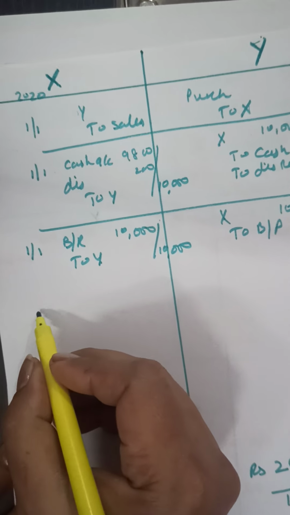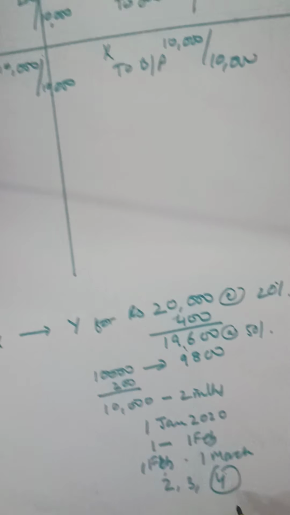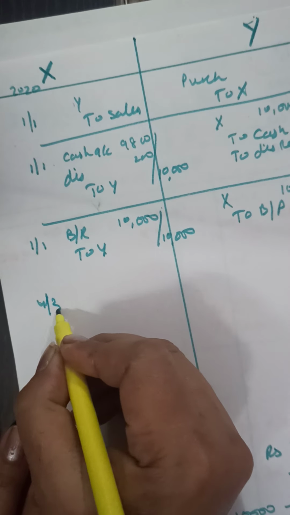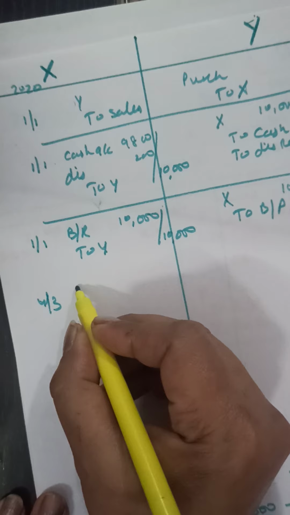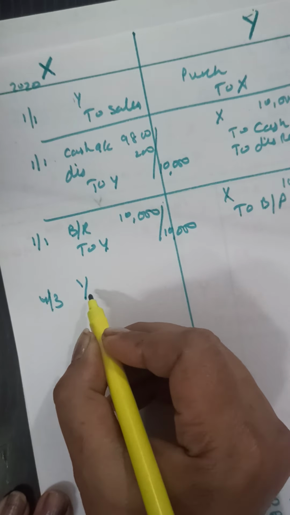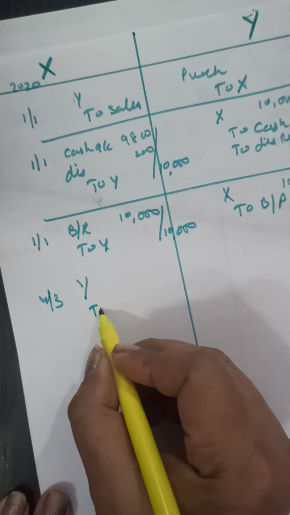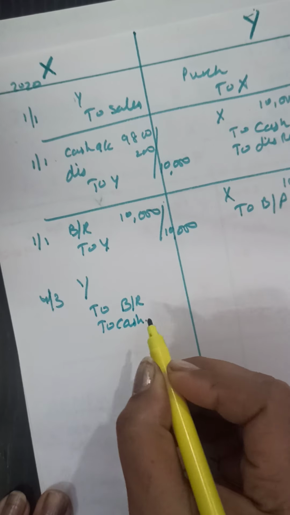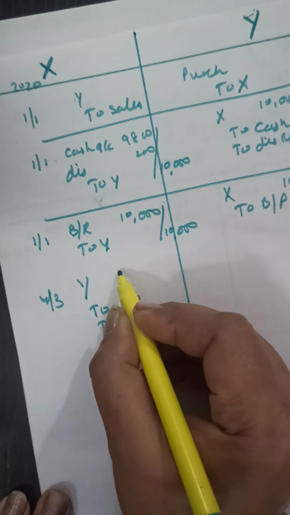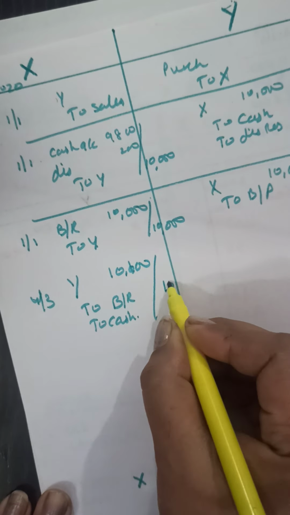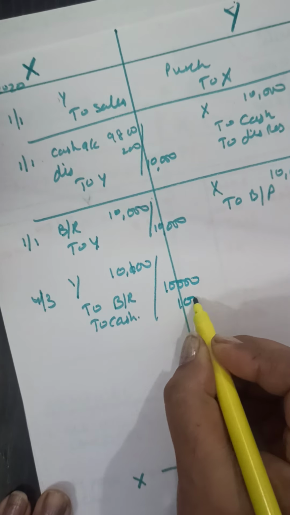Now on the due date, we had calculated the due date. Due date is 4th of March after 3 days of grace. So on 4th of March, the entry will be payment is made after the noting charges. The bill is dishonored on the due date. Y to BR to cash for noting charges. It is called cash here. 10,100. BR is for 10,000 and noting charges for 100.